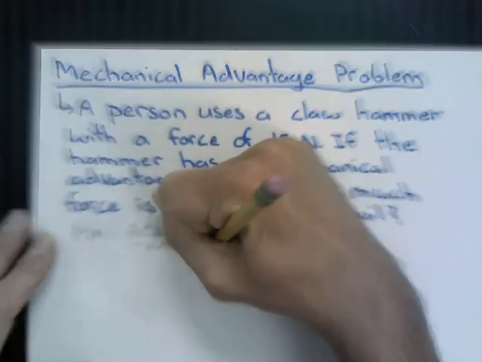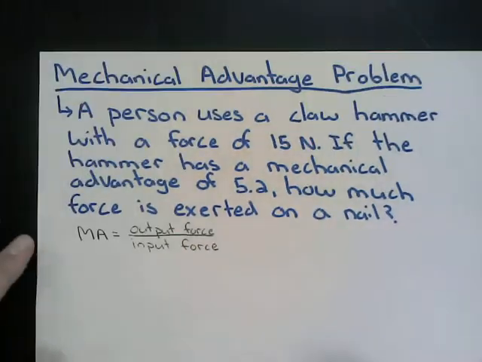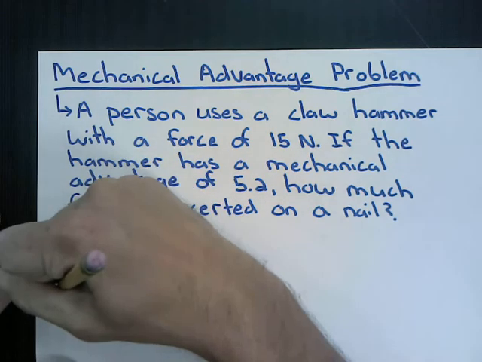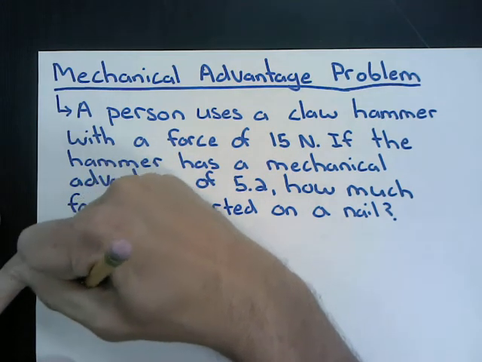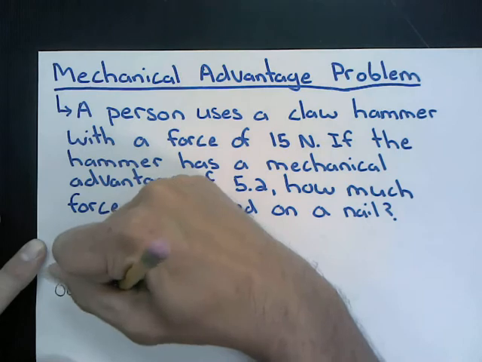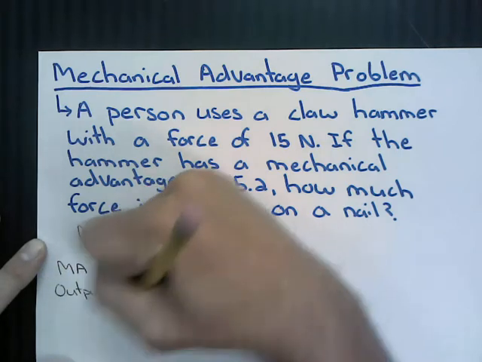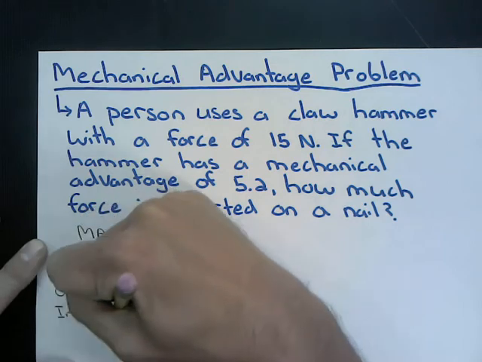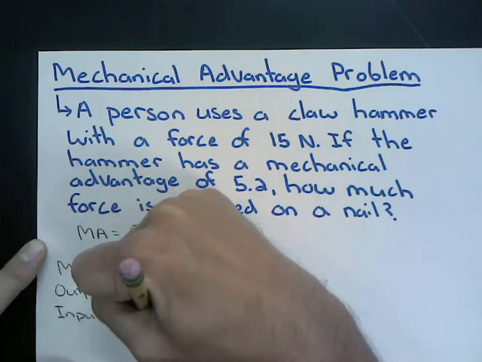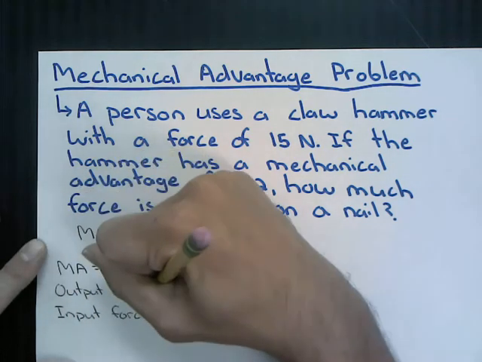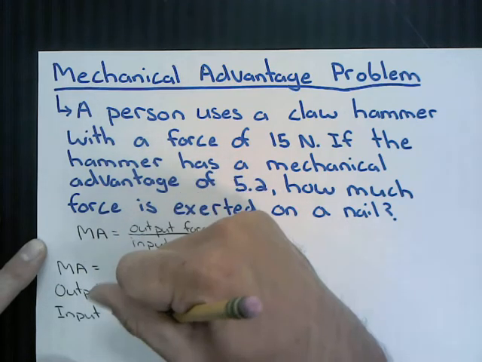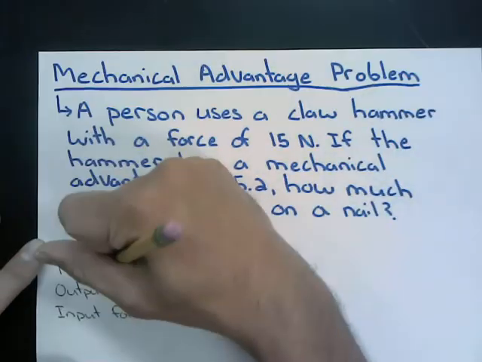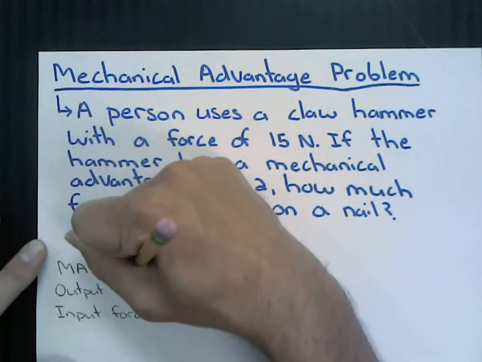So all we need to do here is plug in some numbers. We're going to have our mechanical advantage, MA, our output force, and we are also going to talk about our input force. So our mechanical advantage here, if we read in the problem, is this unitless number, so that's given as 5.2.